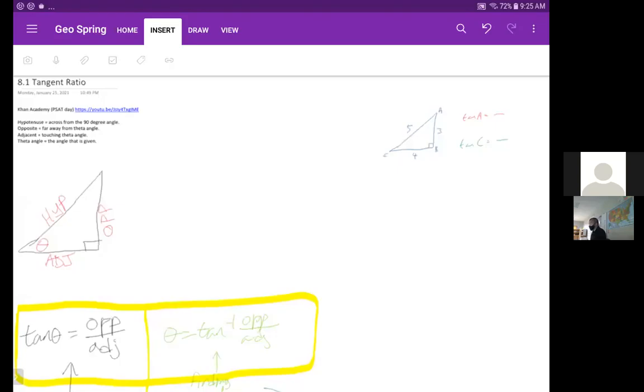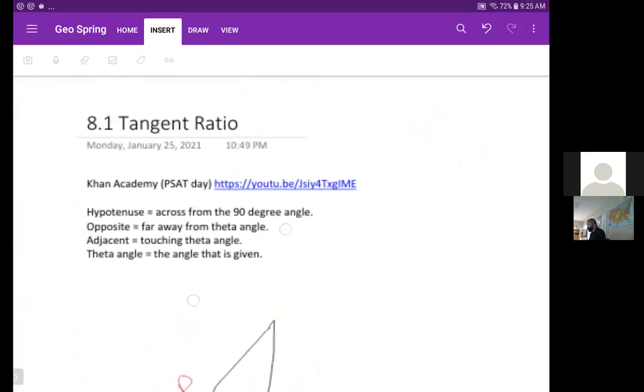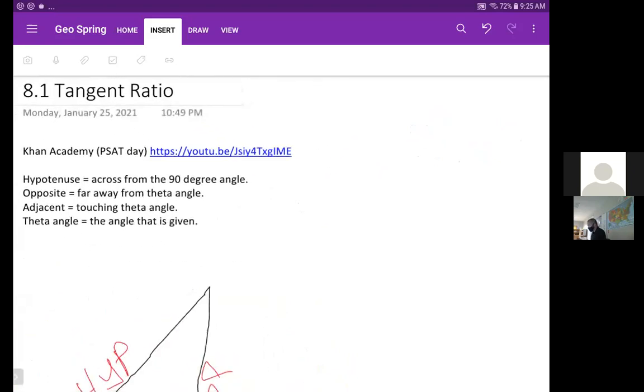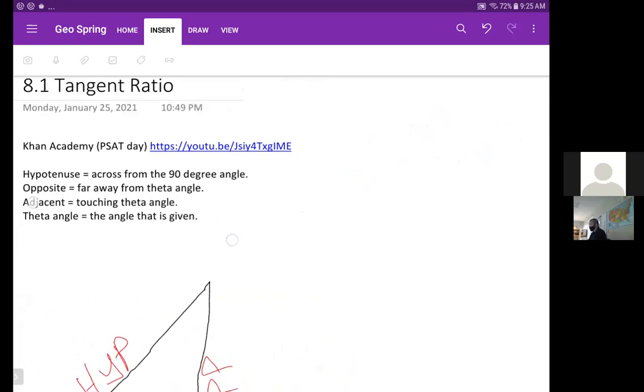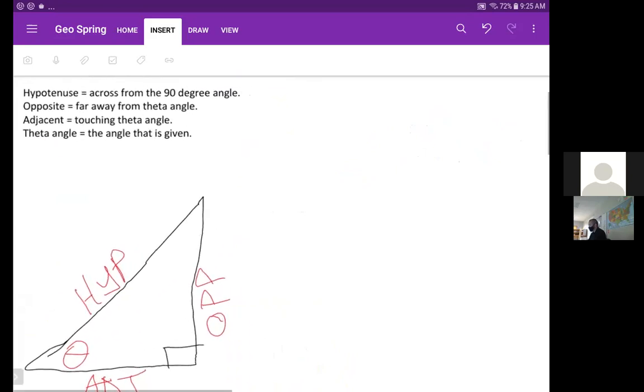Here we go. So this is the tangent ratio. I have this video posted up here for you yesterday, but that's available if you want to use that. Okay, so things you need to know. Hypotenuse: it's always across from the 90. It's the longest side of the triangle.